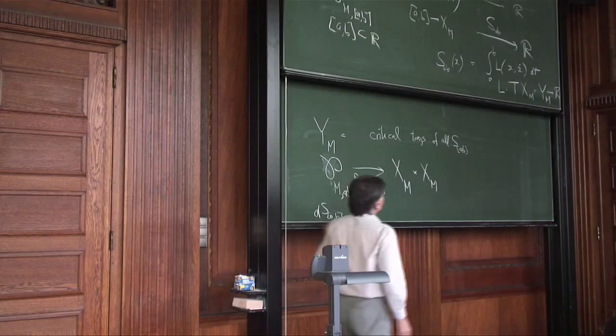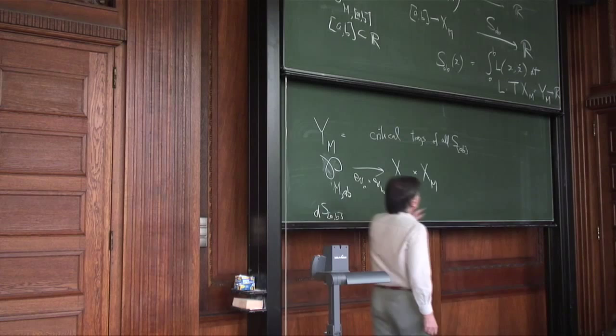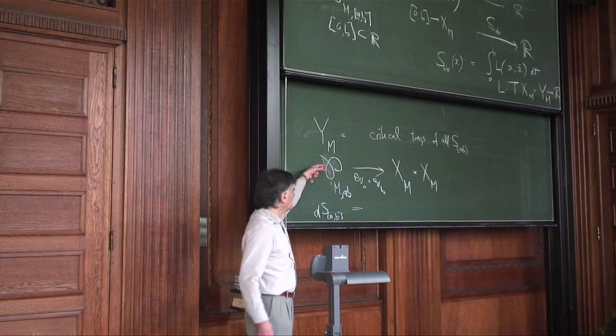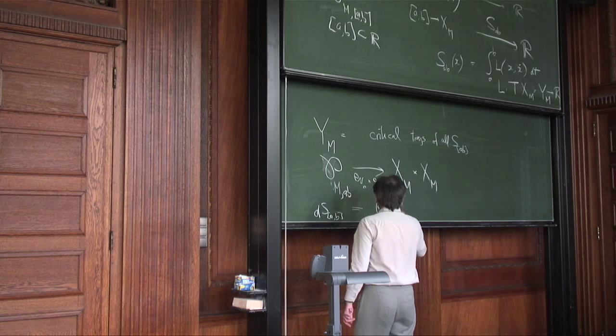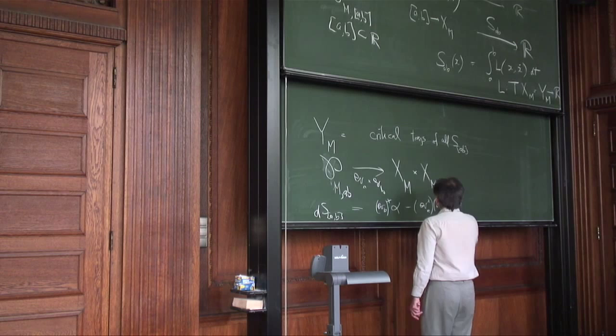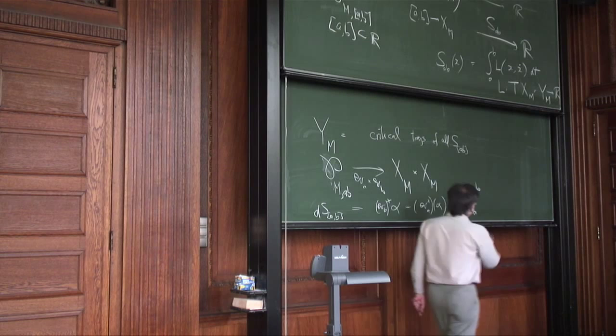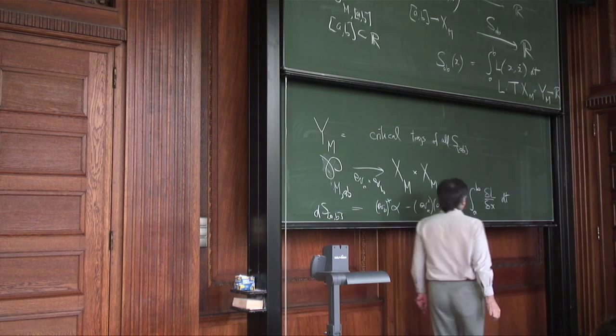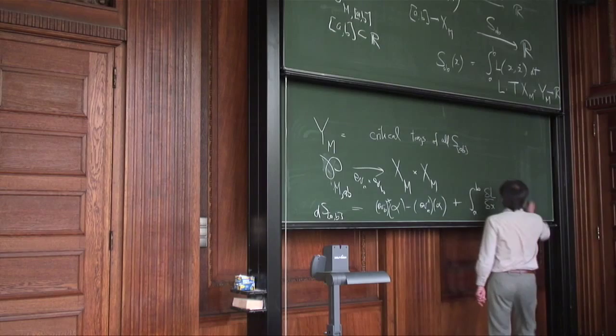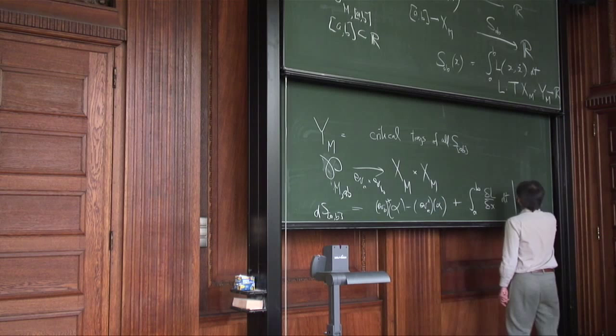And you do the usual calculation of the calculus of variations, and you find that the gradient of this function is evaluation at b star of alpha minus evaluation at a star of alpha, plus an integral from a to b of something which you traditionally write as the variational derivative of L with respect to x and t, where alpha is a one-form from here.